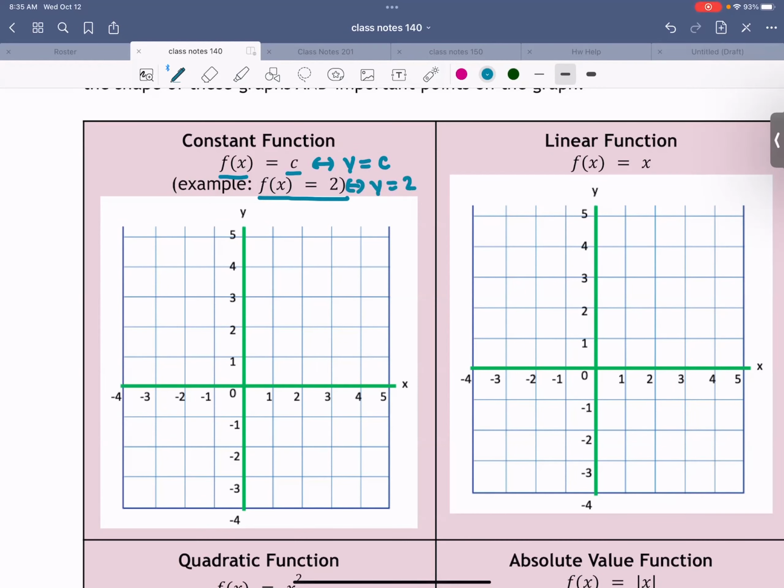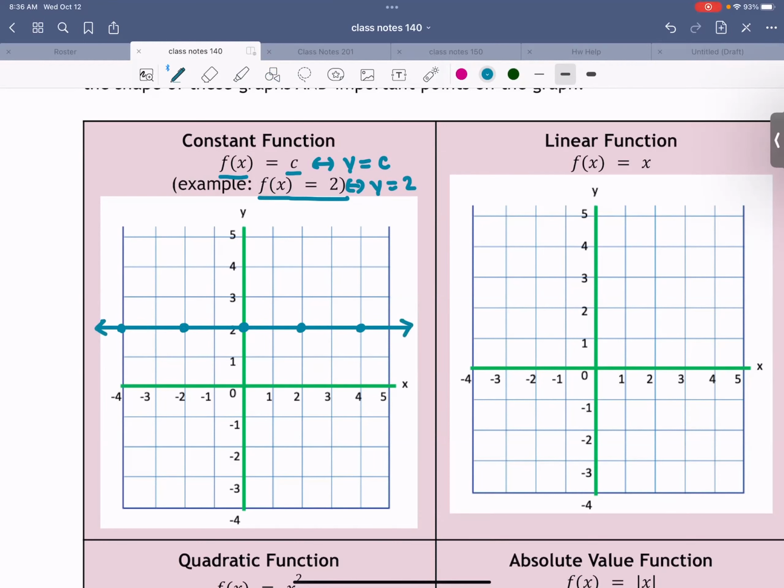Think back to your lines section. Y equals 2, is that a horizontal line or a vertical line? Horizontal or vertical? It's a horizontal line, right? Because y is always 2, and it actually doesn't matter where, because at any x value, y is going to be 2, right? So this is basically a horizontal line at the height y equals 2.